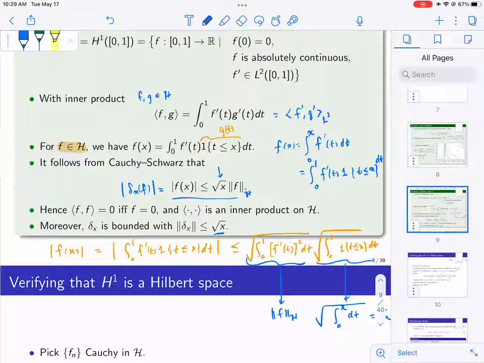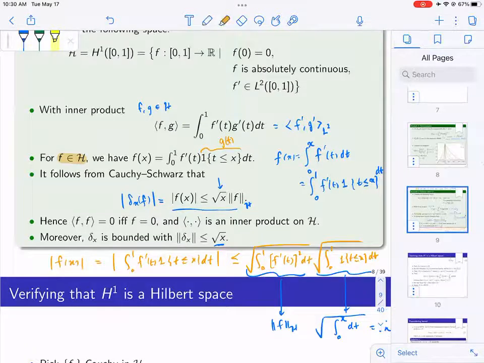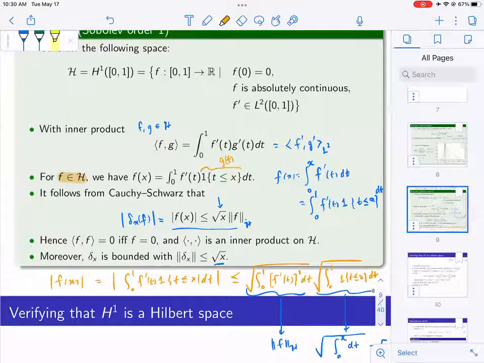Moreover, it shows that the inner product is actually a valid inner product, because if the inner product of f and f is 0, from this we see that the norm of f is 0, and so f(x) has to be 0 identically for all x. This shows that the inner product is faithful. So it's really an actual inner product. So we have an inner product space in which the evaluation functionals are bounded.